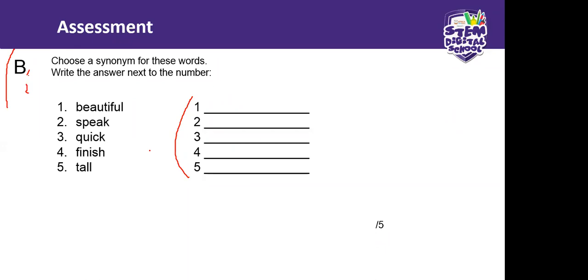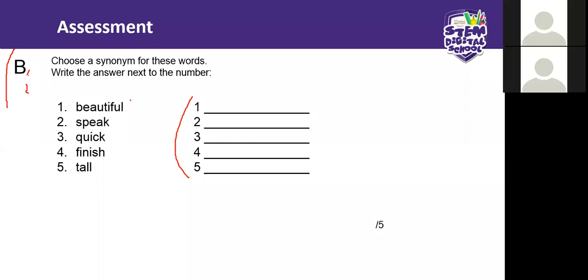Okay. If you've done that, you can start now. What are you going to do here? Can you still remember a synonym? A synonym? Yes, a synonym is a word that has the same meaning. It's just another word, but it means the same. So I want you now, for number 1, to find me a synonym for beautiful. If you know another word that means the same as beautiful, then you write it here, okay? Next to number 1, you write it down.